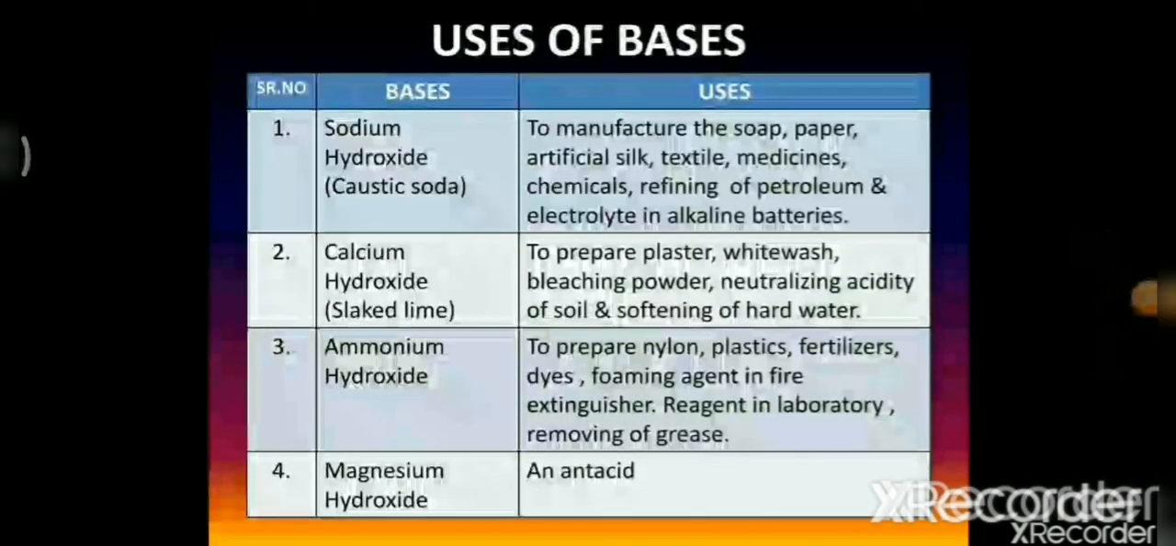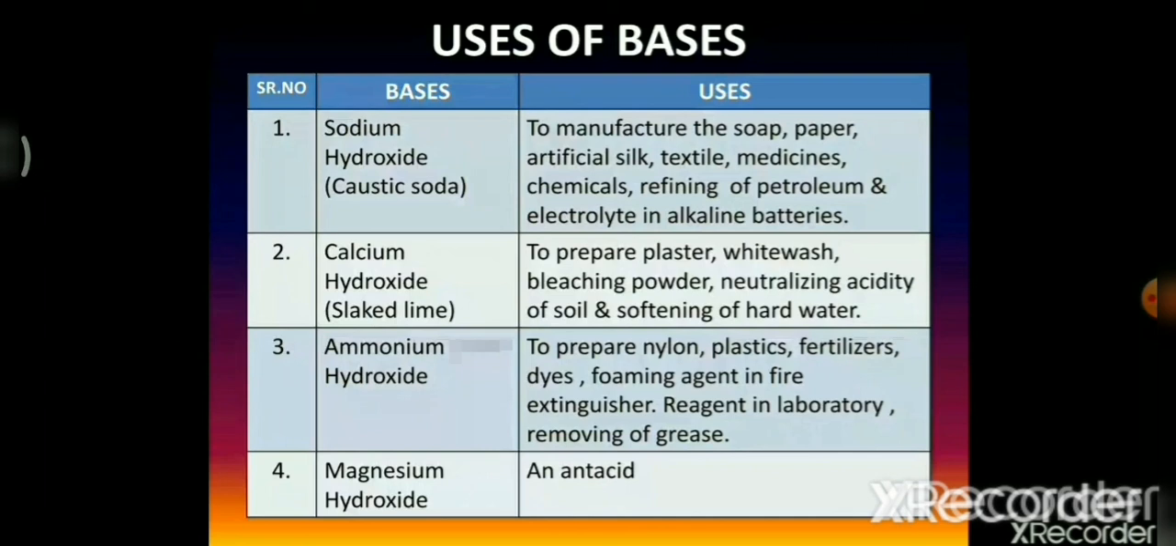Let us discuss the uses of bases. Sodium hydroxide is also called caustic soda. It is a strong base. It is used to manufacture soap, paper, artificial silk, textiles, medicines and chemicals. It is also used in the refining of petrol and petroleum products. Caustic soda is used as an electrolyte in alkaline batteries. Here only some of the uses are given, but it is vastly used in chemical, drug and pharmaceutical industries.